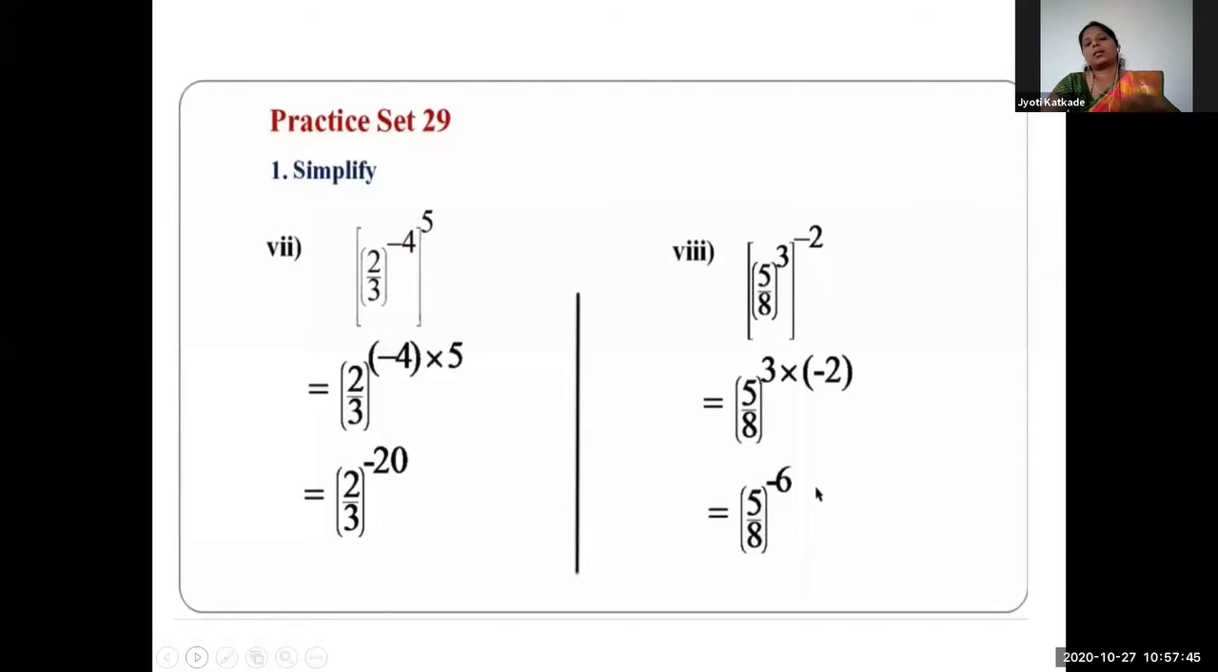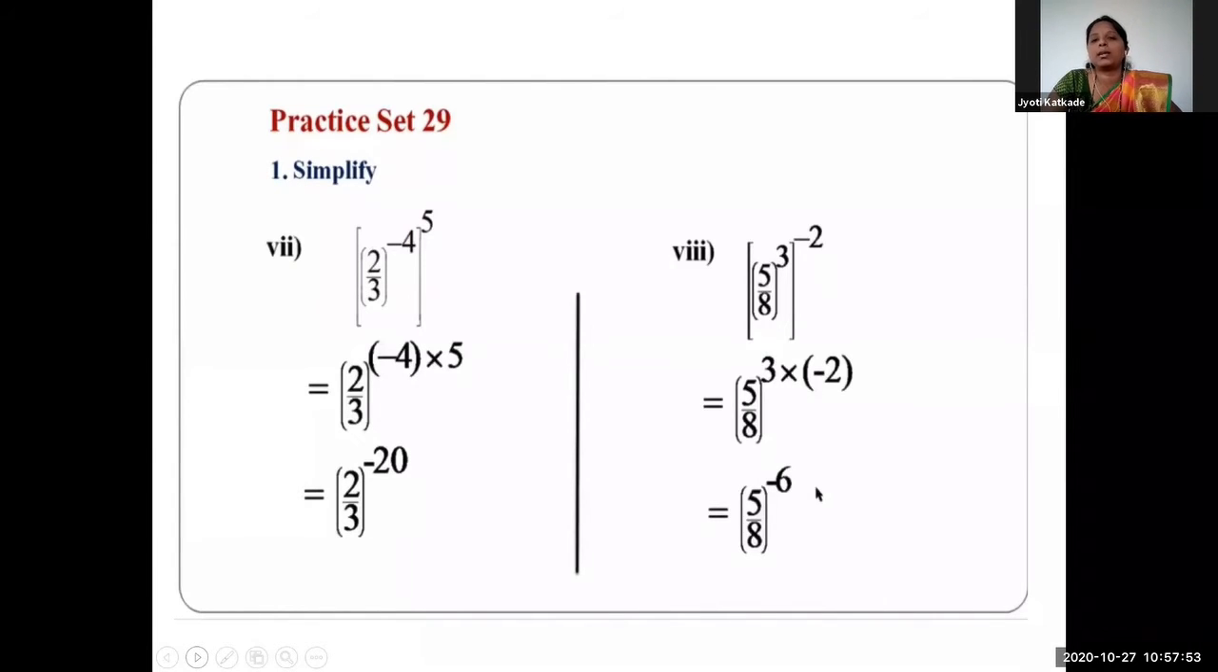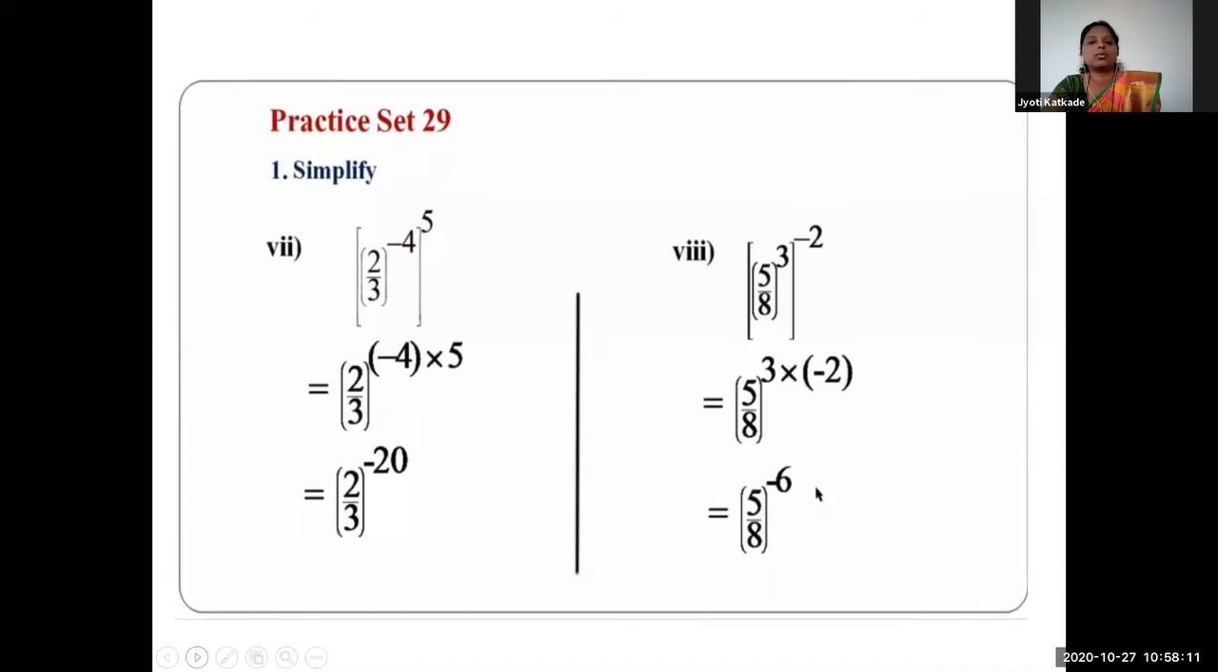Same example is there. Now see, here is also power in a negative form. 2 divided by 3 bracket raised to minus 4 again bracket raised to 5. So take multiplication of minus 4 and 5. 2 upon 3 raised to minus 4 into 5. Then we get 5 for the 20 but minus 20. So answer is 2 upon 3 bracket raised to minus 20.